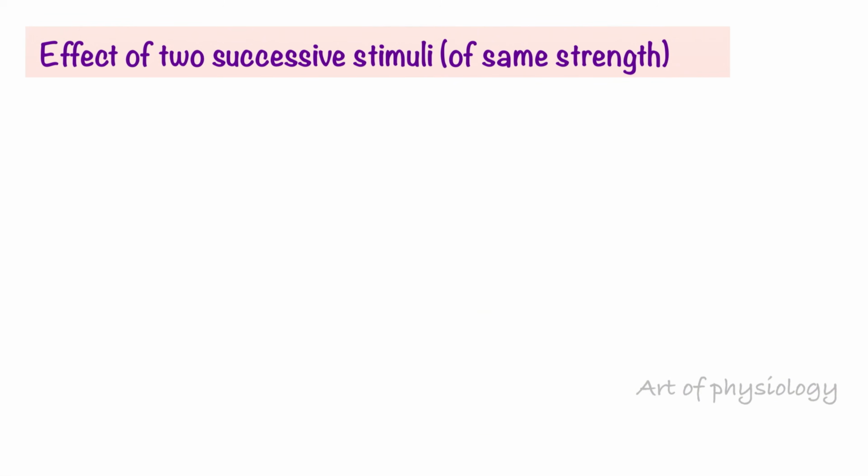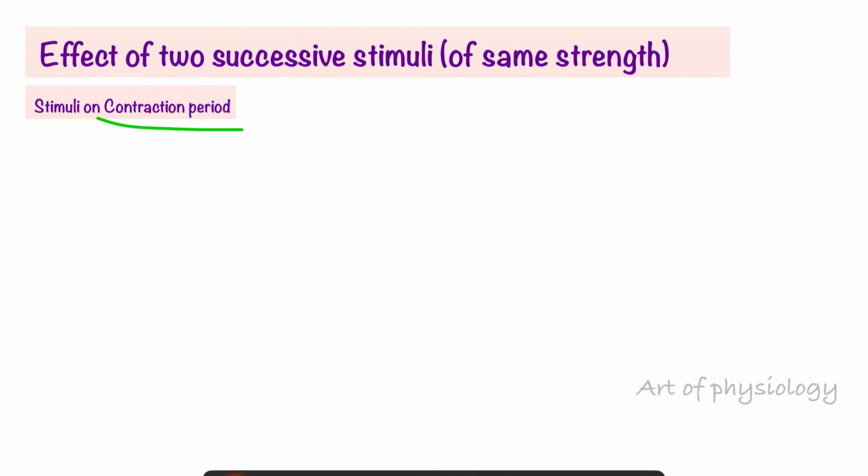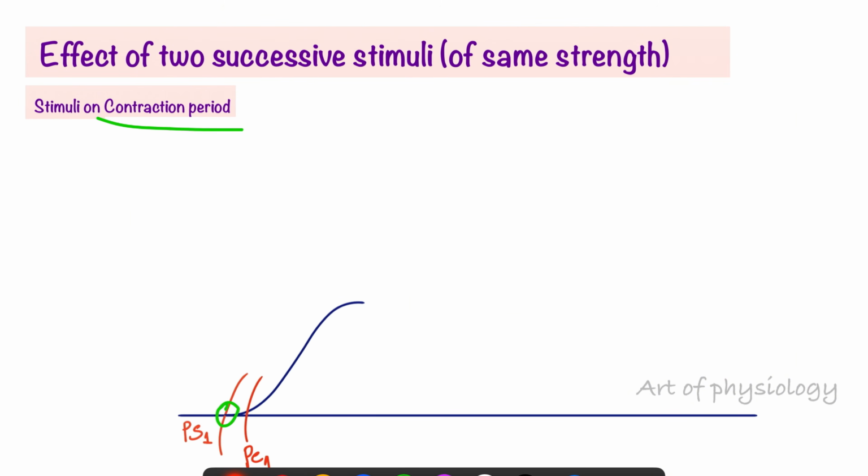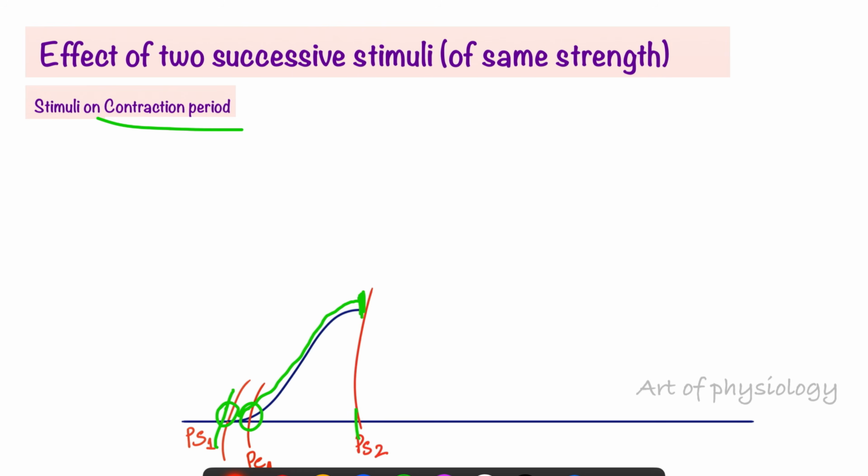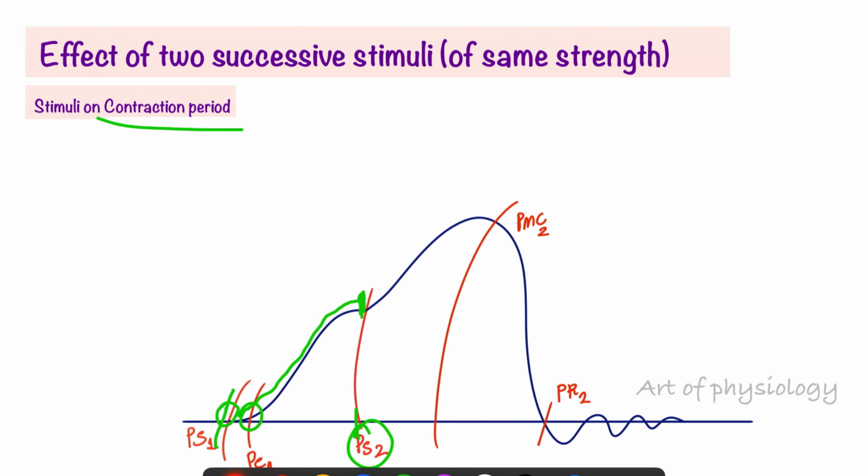Next, we are giving the second stimulus during the contraction phase. So what will happen, we'll see. This is the first point of stimulus, and this is the first point of contraction. So we give the stimulus, and contraction is started. During this contraction period, we are giving another stimulus. This is the point of the second stimulus. What is happening here? During the contraction phase, we give the second stimulus, and the contractions are summed up. So this is called summation.